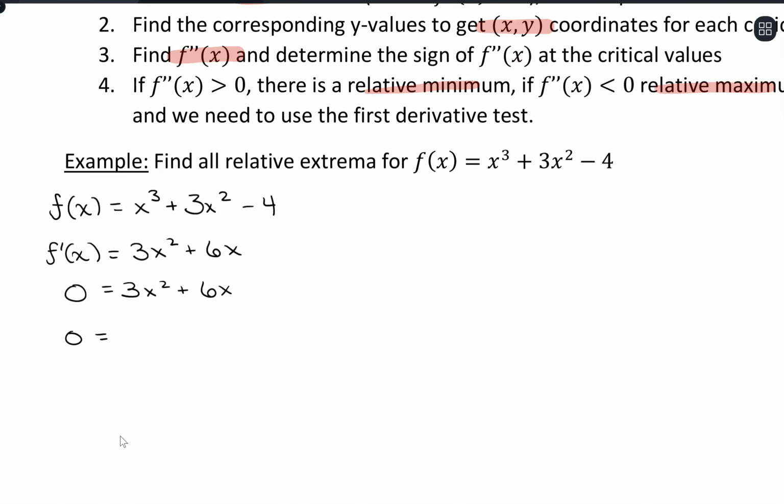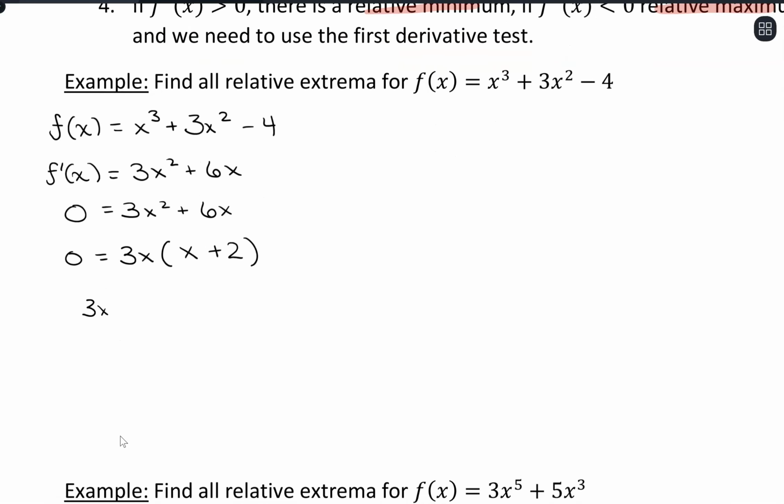Let's see, there's a greatest common factor of 3x here, so I can factor out a 3x, which will leave us with x plus 2. And solving, that means we'll have x equals 0 and x equals negative 2. And those right there are our critical values.